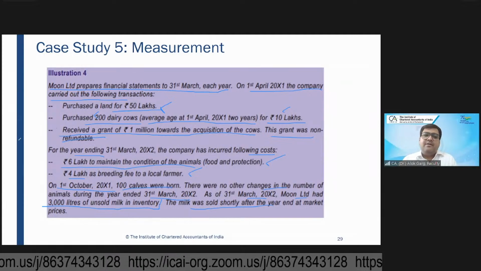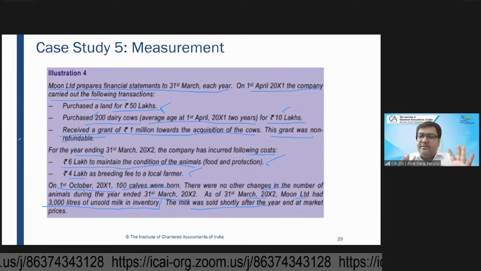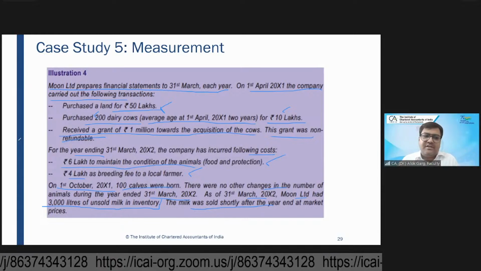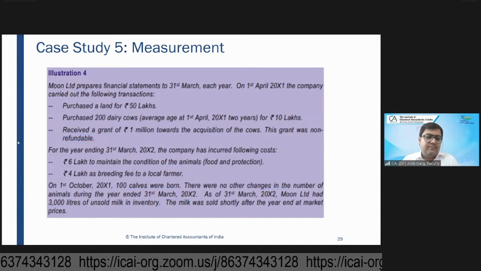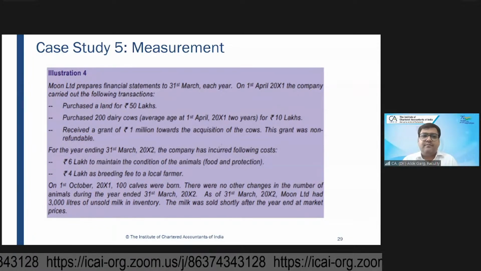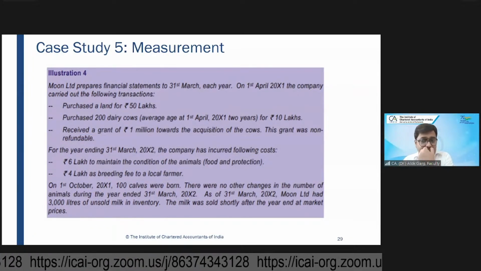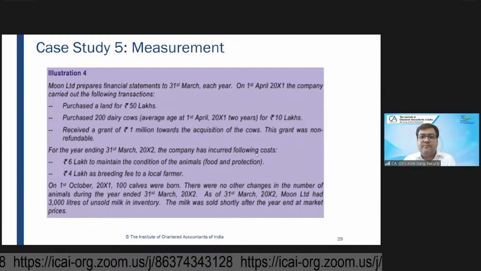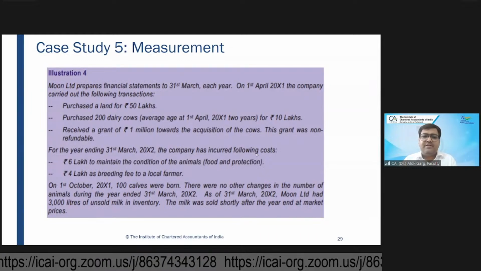Correct? Is the question clear? On the first page, is the question clear or not clear? Question is clear or not clear so far? Clear. Viraj, is it clear? Any doubt from the question?